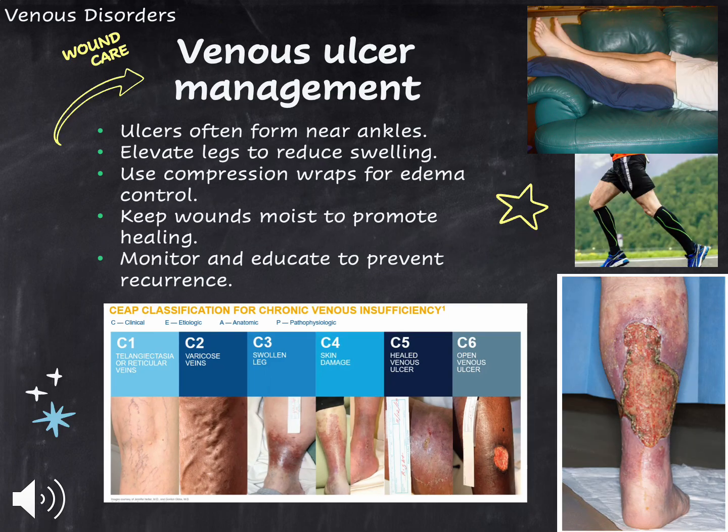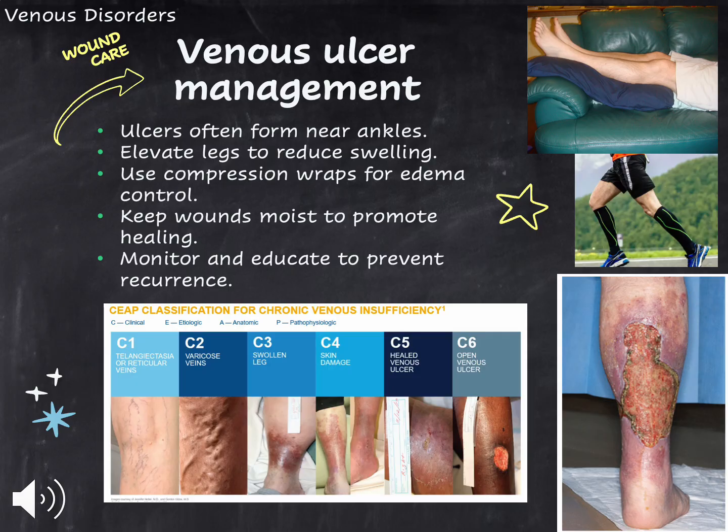Venous ulcers are one of the most common and challenging complications of chronic venous insufficiency. They usually form around the ankles, especially near the medial malleolus, due to chronic venous hypertension and edema. These ulcers are often shallow, irregular, and draining, surrounded by brown, discolored skin from years of poor circulation. Healing can take months unless venous pressure is relieved.